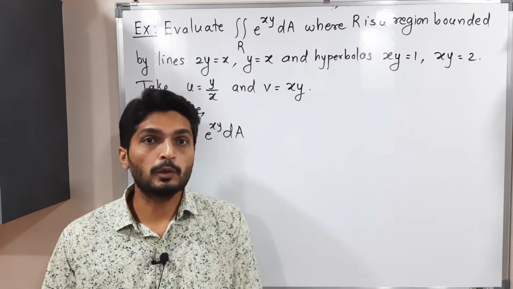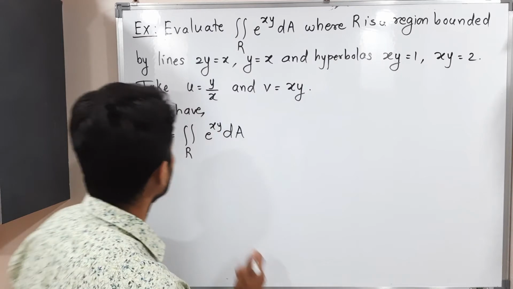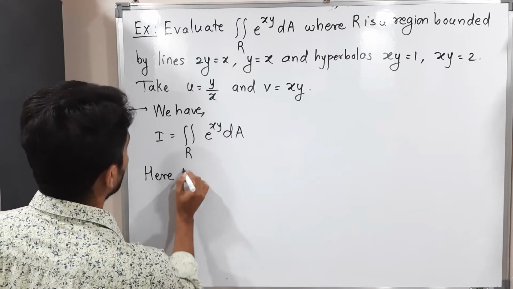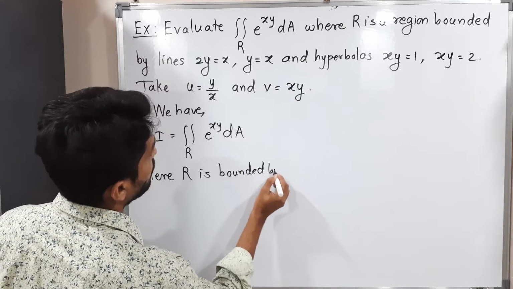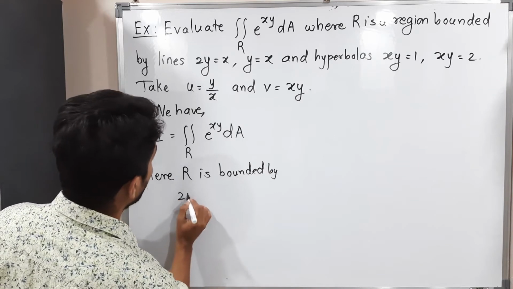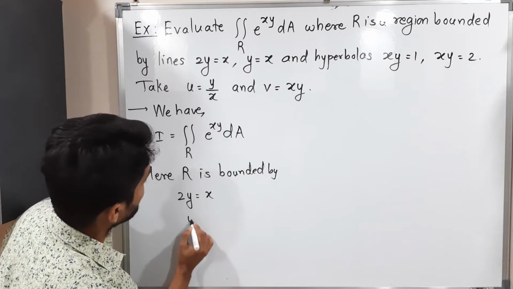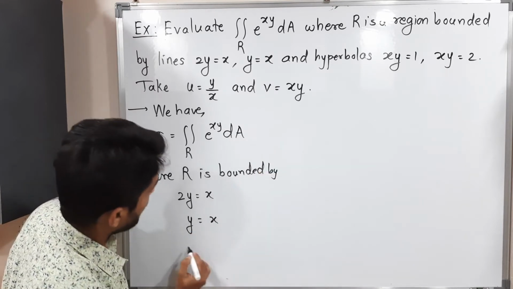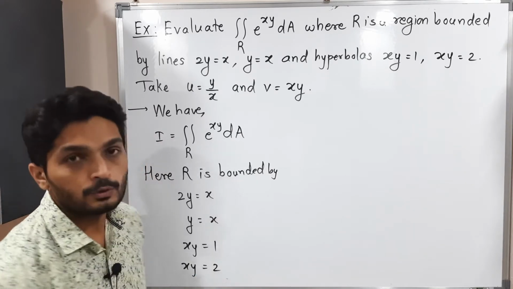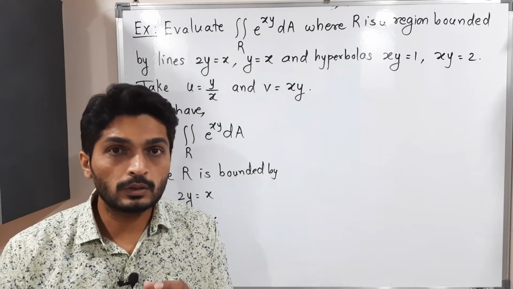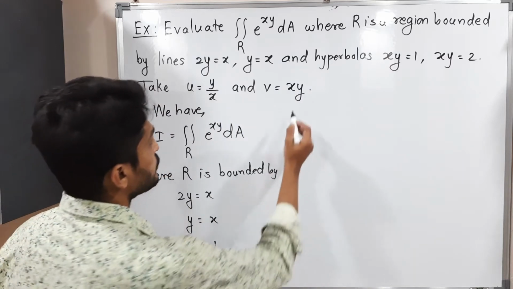What will I do? First of all, I will write the given integral, which I have already written here, and I will mention the region R is bounded by what have they mentioned? 2y is equal to x, y is equal to x, xy is equal to 1, and xy is equal to 2. After that we have to use these two substitutions to convert the problem into the uv plane. So let us do it.